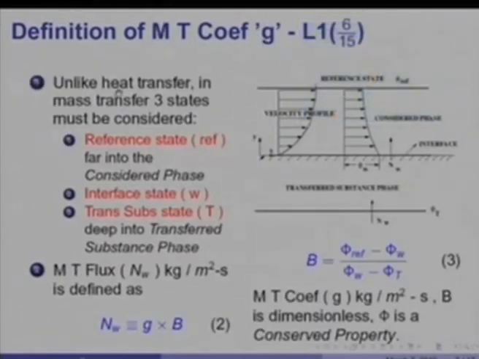When defining heat transfer, we refer only to the interface state and the reference state. But in mass transfer, we need to consider three states. The reference state, which is far away from the interface into which mass transfer is taking place. The interface state W, and a third state deep inside what is called the transferred substance phase.